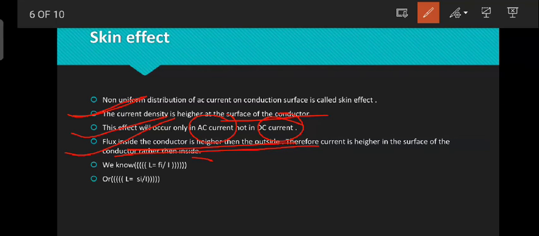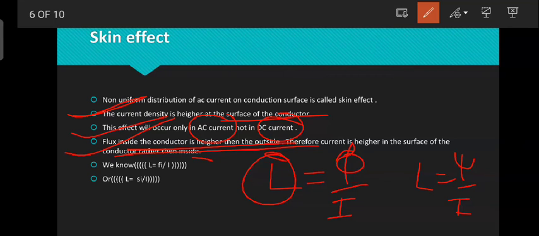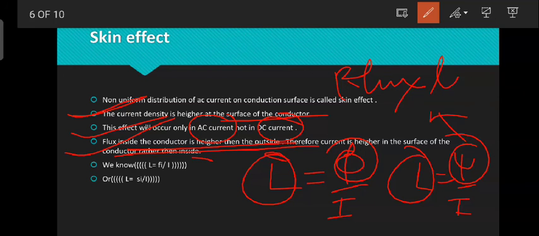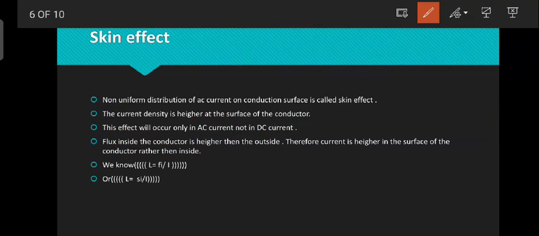And we know L is equal to phi divided by I, or L is equal to psi divided by I. So L is directly proportional to psi. This psi is flux linkage. Remember that.